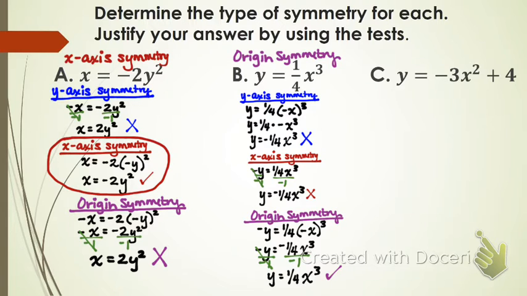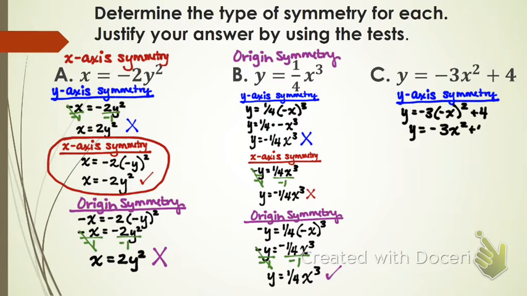All right, so y-axis symmetry first. So I'm going to replace my x's. So I have y equals negative 3, I replace this with a negative x, and I square it, plus 4. When I square anything negative, it becomes a positive. So I would have negative 3x squared plus 4. Do we have y-axis symmetry? Yes.